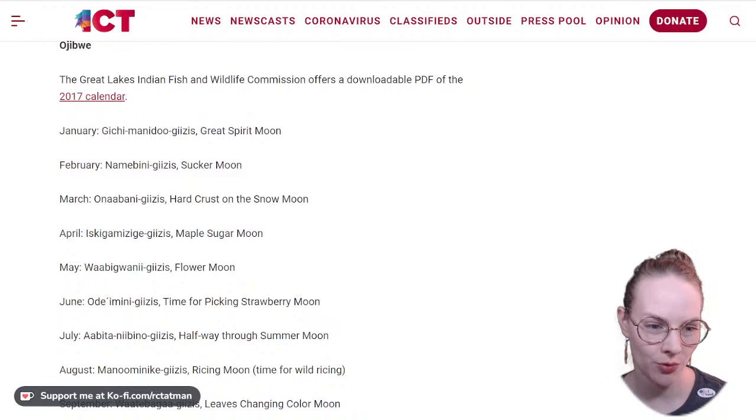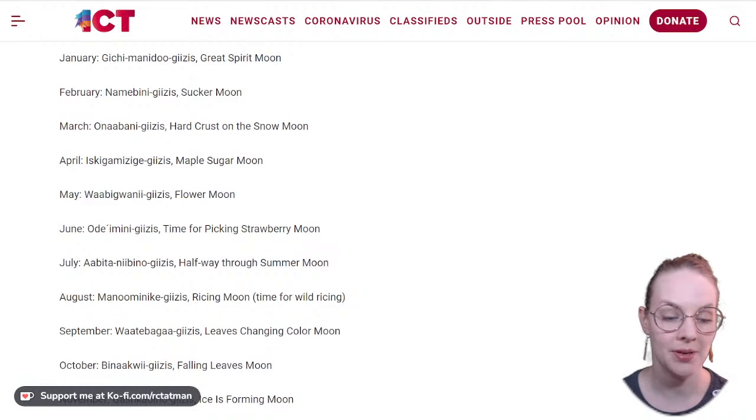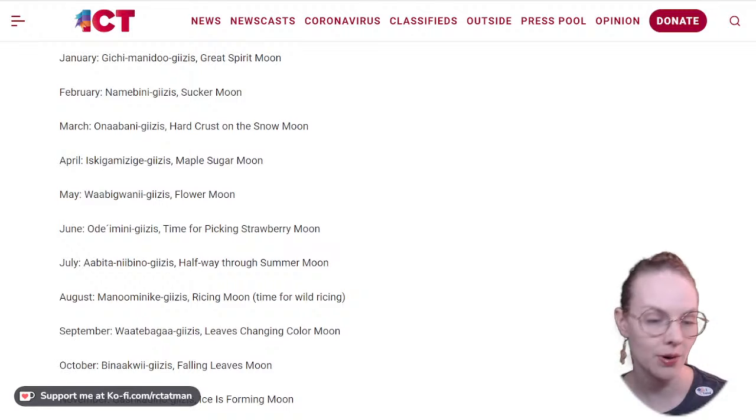January would be the Great Spirit Moon. February would be the Sucker Moon. March would be the Hard Crust of Snow Moon. April would be the Maple Sugar Moon. May would be the Flower Moon. So the Great Lakes are north of where I am.